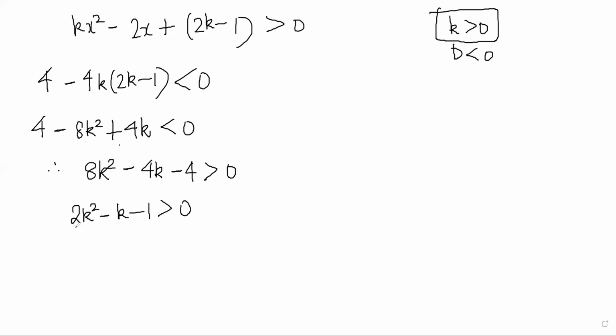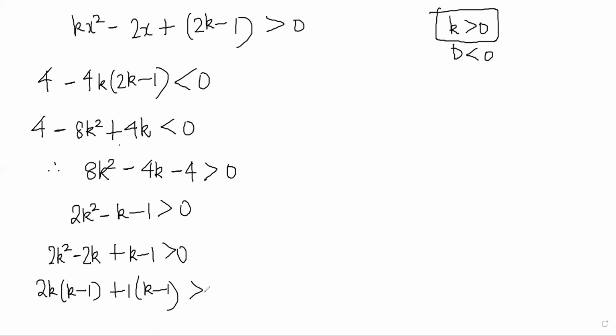And to solve this, to find out the values of k, I need to factorize it, and it's easy to factorize. You can just do this, plus k minus 1, right? So you get 2k into k minus 1 plus 1 into k minus 1 is greater than 0. So it becomes 2k plus 1 into k minus 1 is greater than 0, right?